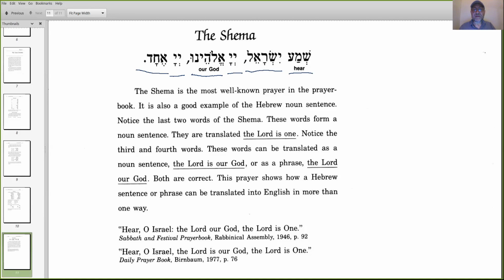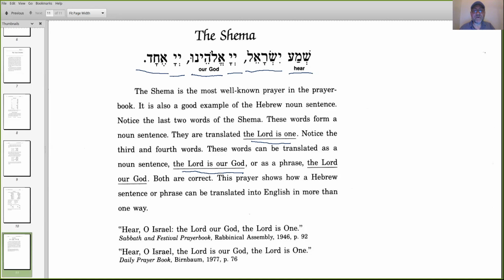Echad. Okay, now Shema is the most well-known prayer in the prayer book. It's also a good example of the Hebrew noun sentence. Notice the last two words of the Shema. These words form a noun sentence. They are translated, the Lord is one. Okay, and notice the third and fourth words. These words can be translated as a noun sentence, the Lord is our God, or as a phrase, the Lord our God.